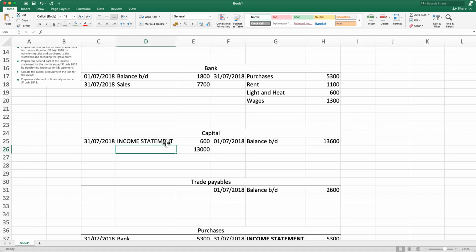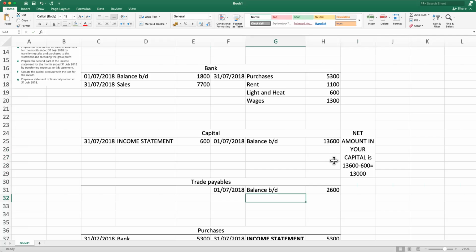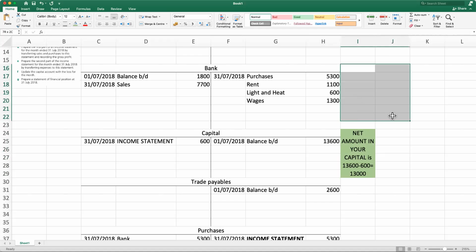If you don't want to do this, let's just leave it as it is and not do the balances, but you know that the net amount in your capital now is 13,600 minus 600, which is equal to 13,000.